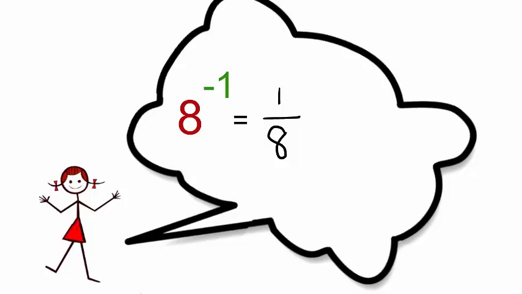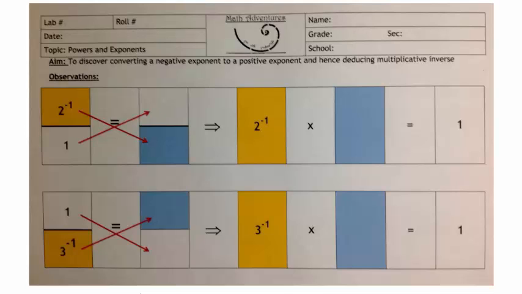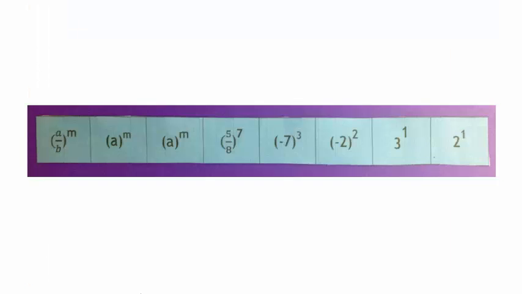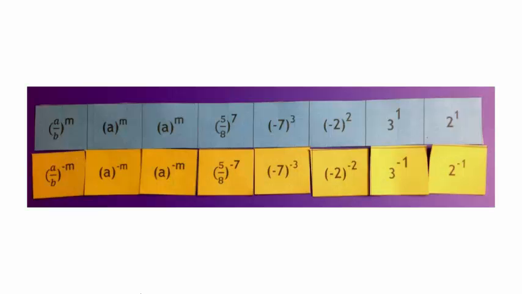To discover how to make a negative exponent positive, you are provided with a lab observation sheet and a strip of numbers written in blue background. Look carefully at these numbers. All these numbers have positive exponents. If you turn the number strip over, you will find that the color of your strip has changed to orange and all these numbers have negative exponents.